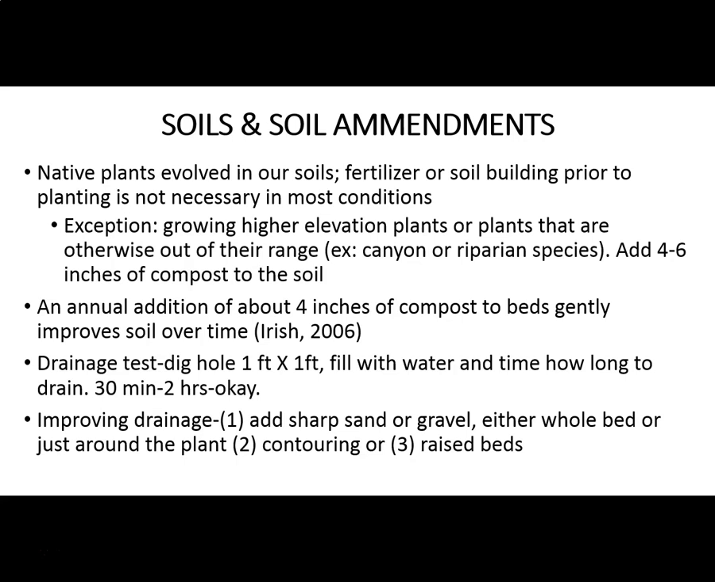One thing you might want to do, and I do this especially when I'm planting trees prior to planting them, is I do a drainage test and make sure that the drainage is adequate. A lot of our native desert plants do require good drainage. So what you can do is dig a hole about 1 by 1, fill it up, and see how long it takes to drain. If it drains within about 2 hours, you're okay. You can improve the drainage by adding some sharp sand or gravel into those planting holes.